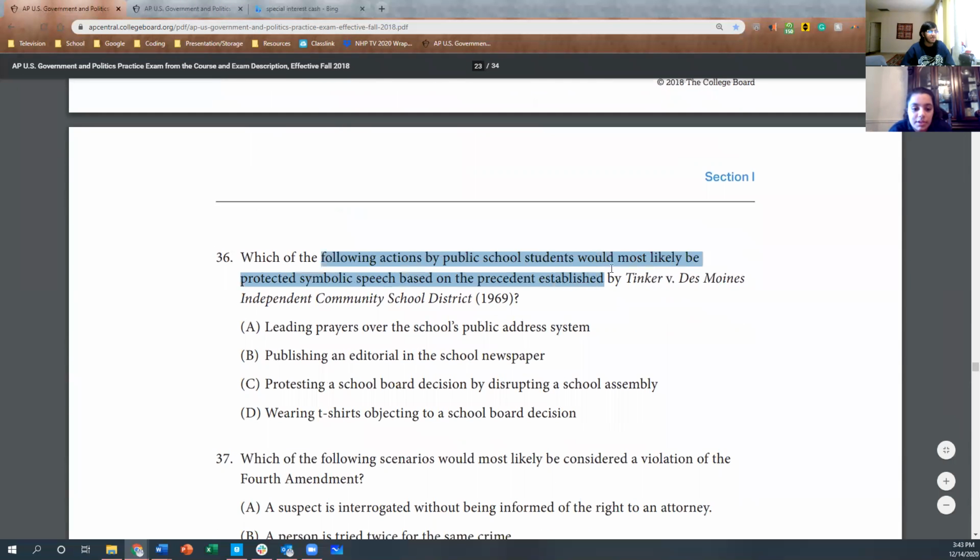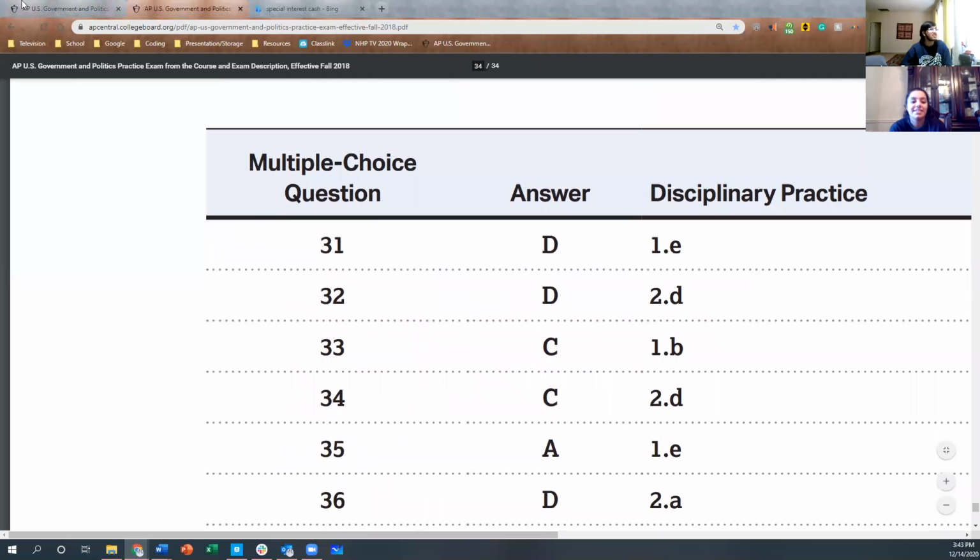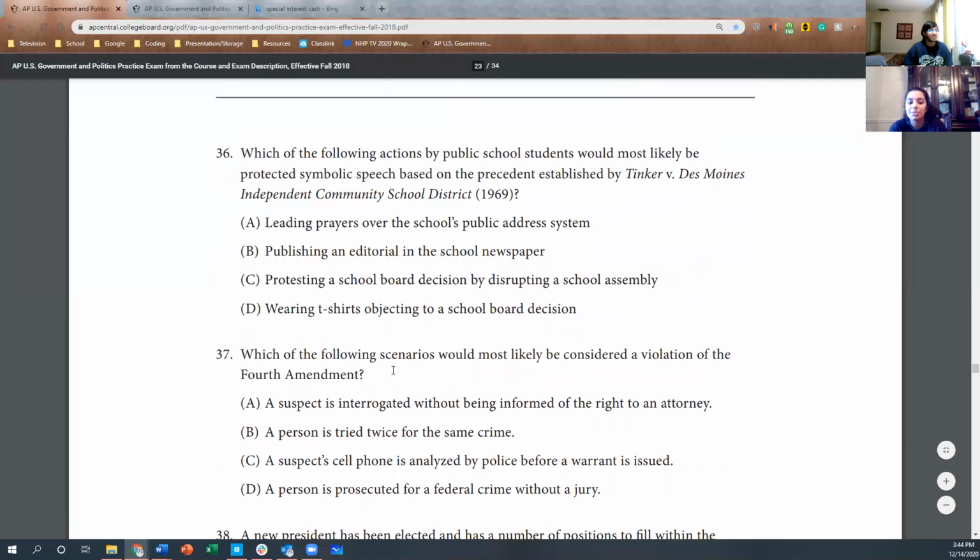Which of the following actions by public school districts or students would most likely be protected symbolic speech? By Tinker v. Des Moines. Prayers, no. Editorial, no. Oh, we did this one. This is the T-shirts, right? Yeah, T-shirts. I remember. There's been a lot of these. Okay. Yeah, I think this is where she gets all the do-nows from.